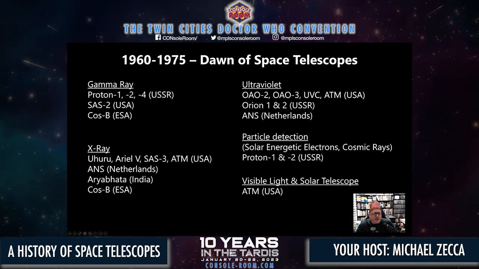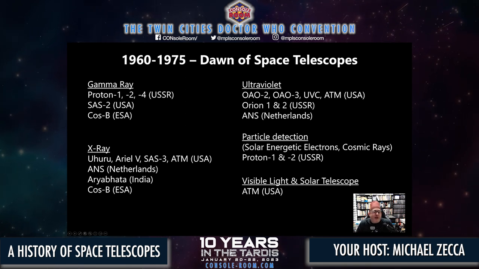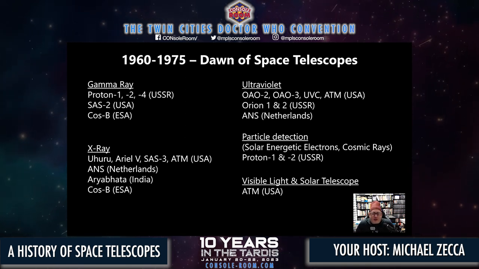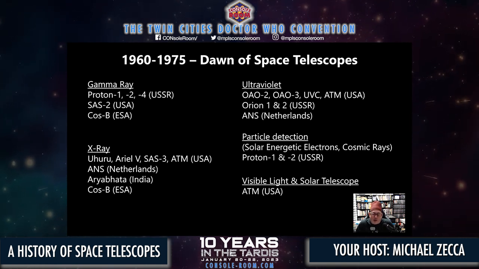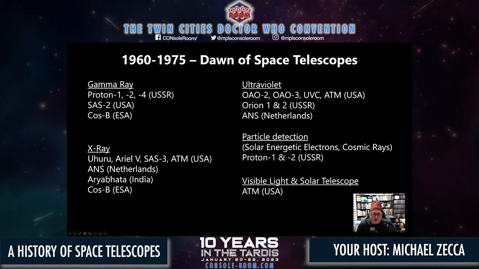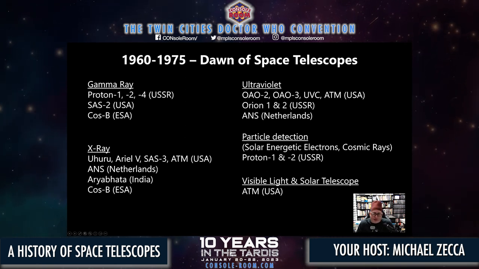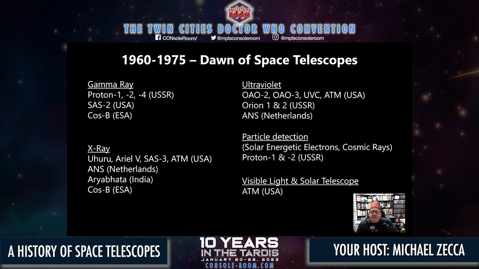You may notice that some of these are labeled 1, 2, 4, or 2 and 3, but where's number 1? Again, this is the early days of space travel, and we weren't always making things well. And so OAO-1 was one of the first observatories launched by the United States, and it failed once it reached orbit. Soviets lost the Proton 3, etc.